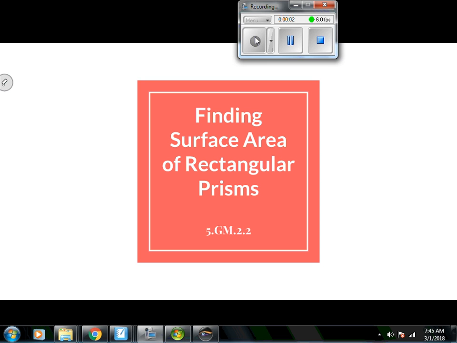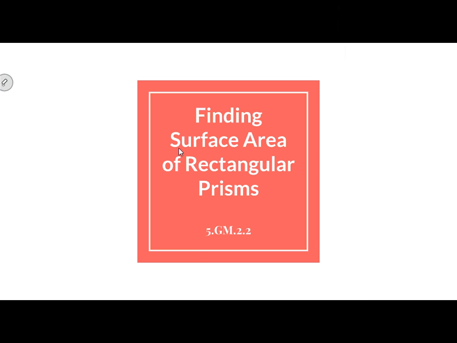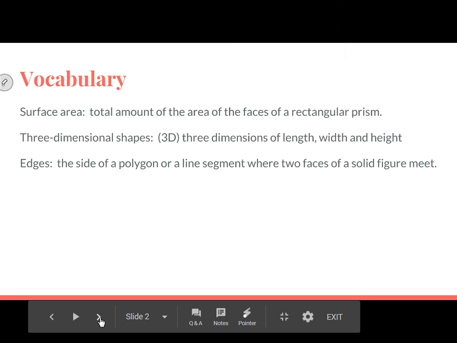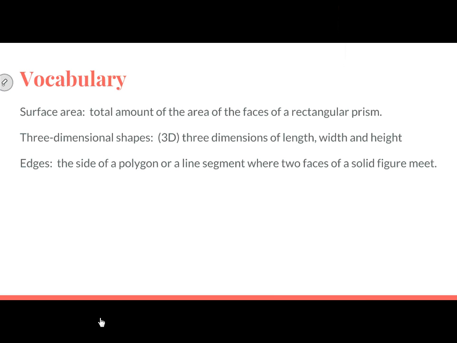Okay, our next area of review is going to be finding surface area of rectangular prisms. So let's take a look at some vocabulary. Surface area is the total amount of the area of the faces of a rectangular prism. We're specifically working with rectangular prisms today.